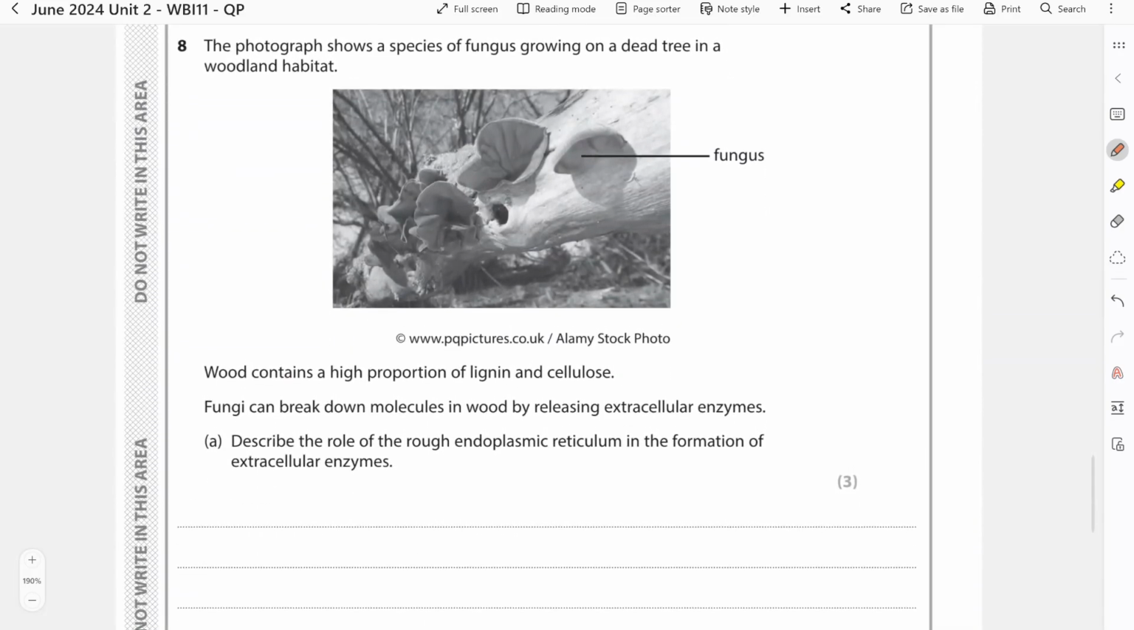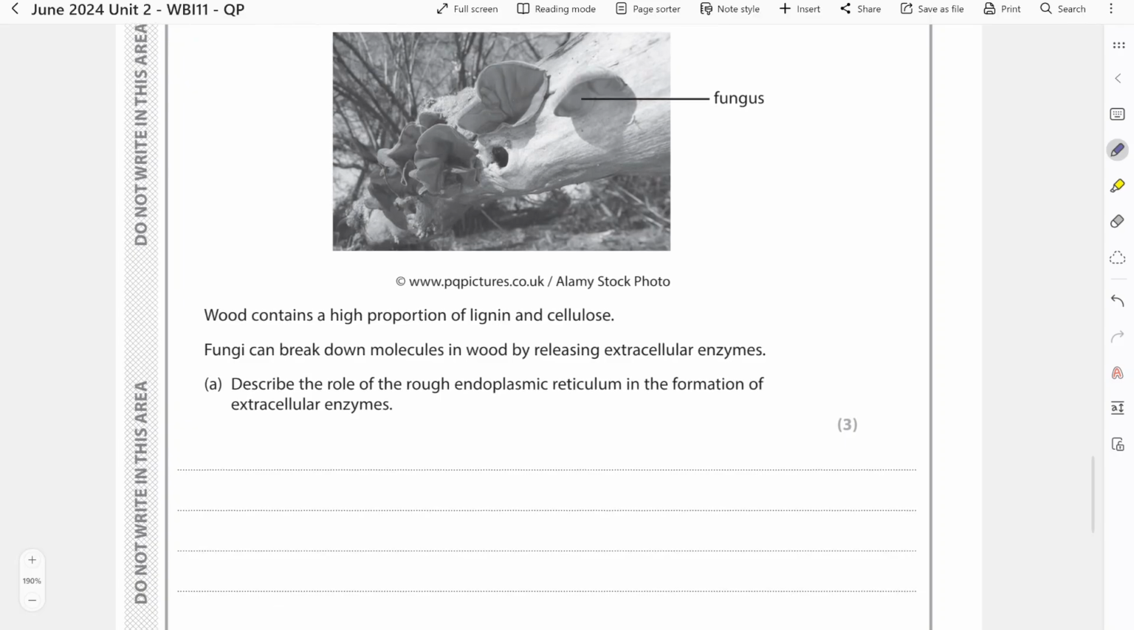Question 8. The photograph shows a species of fungus growing on a dead tree in a woodland habitat. Wood contains a high proportion of lignin and cellulose. Fungi can break down molecules in wood by releasing extracellular enzymes. Part A, describe the role of the rough endoplasmic reticulum in the formation of extracellular enzymes.